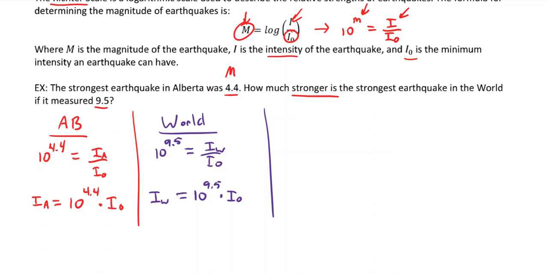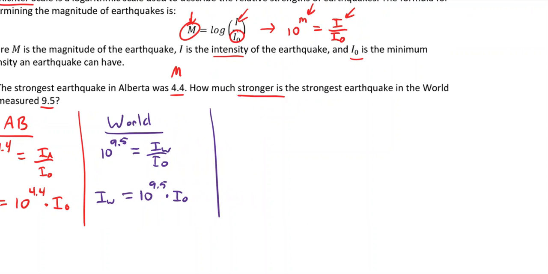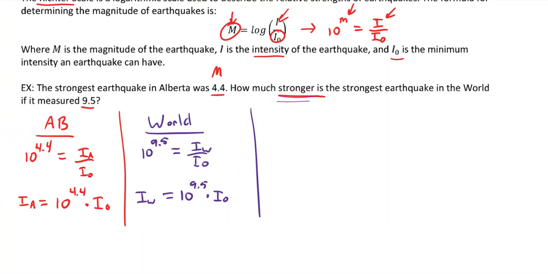Okay, now this says how much stronger. And again, I think this could have been worded a little bit better. This probably should have said how many times stronger is it? That's typically the way these questions are worded. So if we were figuring out how many times bigger 10 was than 4, what you would do is just go 10 divided by 4, right? To figure out how many times bigger it is. We're going to do the same thing with these numbers. So it would be how many times bigger is the world one? So that's going to be IW divided by IA. That's going to tell us how many times bigger it is.